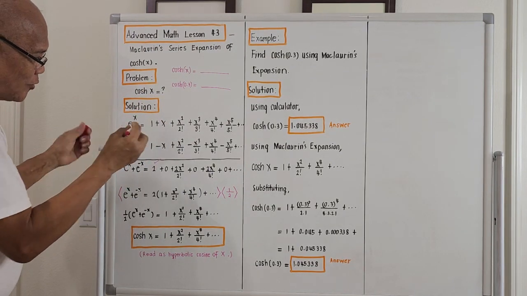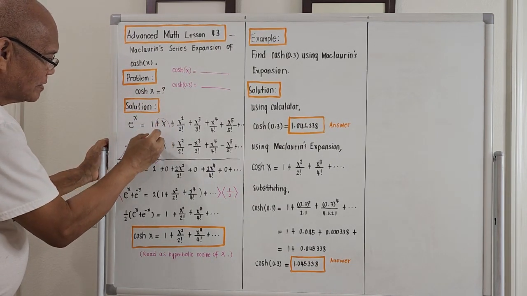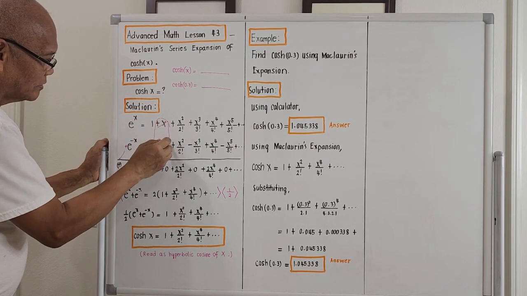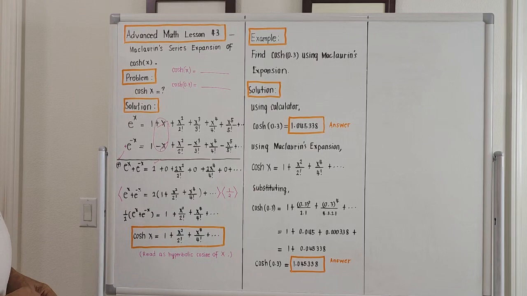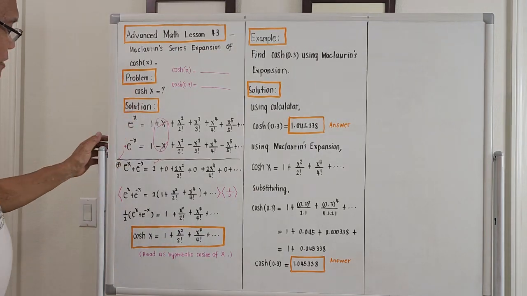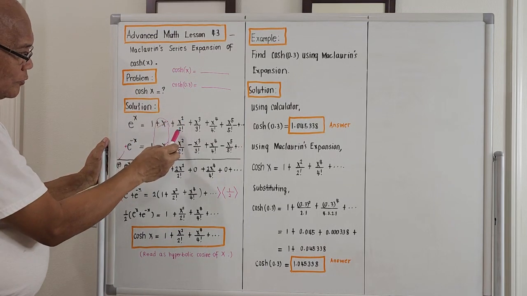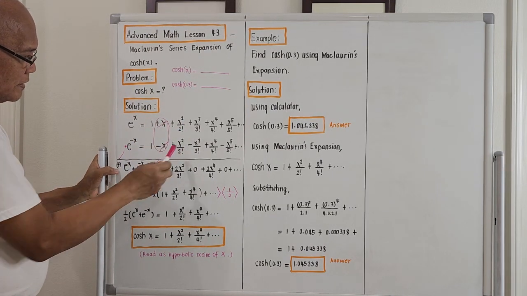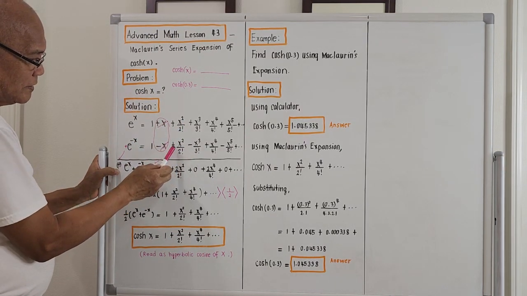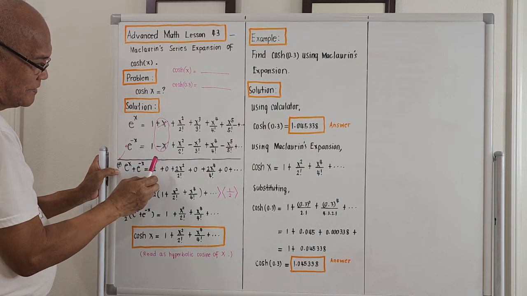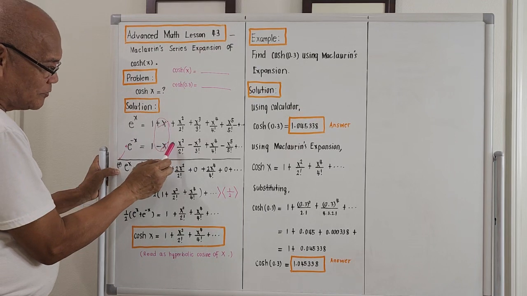So if we try to combine this one, this is plus, this minus, so they try to cancel out. Right? For the x squared, the operation is plus, right? x squared over 2 factorial plus x squared over 2 factorial. This is plus. So the sign of this will not change, right? A plus in a plus will still be plus.